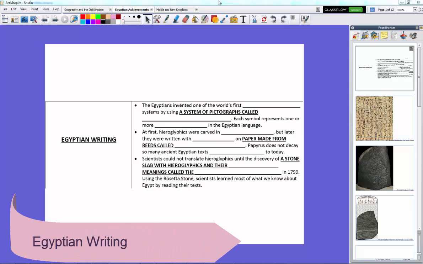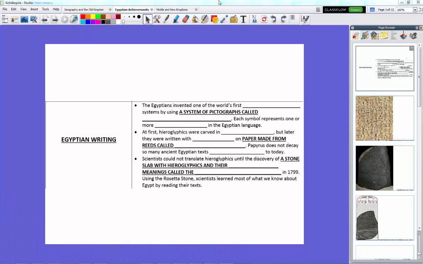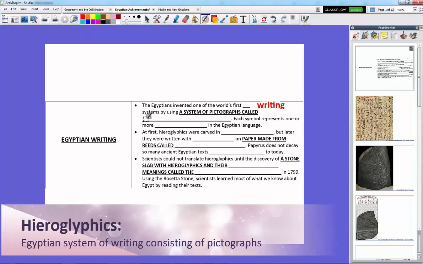Now, we know a lot about the ancient Egyptians. We know about the pyramids, the great buildings, the long civilization, pharaohs, things like that. And most of what we know about ancient Egypt, along with other ancient civilizations, comes from their writing. The Egyptians were famous for their writing system, which was one of the first systems of writing, and we call this system of pictographs hieroglyphics.